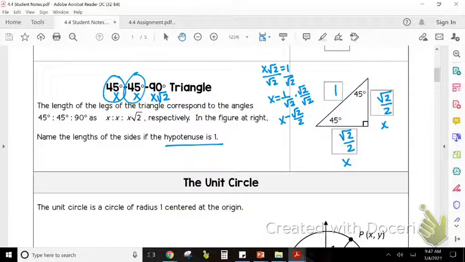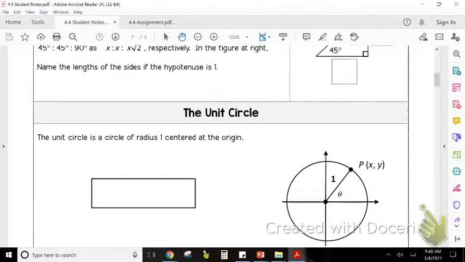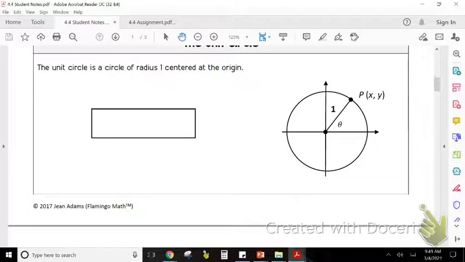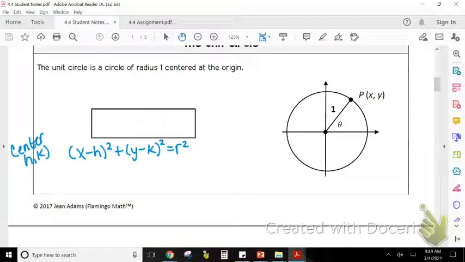And then we look at the unit circle. It says the unit circle is a circle of radius 1 centered at the origin. So if we think back to what we know about a circle, it has the general form (x minus h) squared plus (y minus k) squared equals r squared, where our center is h, k. If my center is at the origin, that's 0, 0, which means h is 0 and k is 0. So x squared plus y squared has to equal r squared.